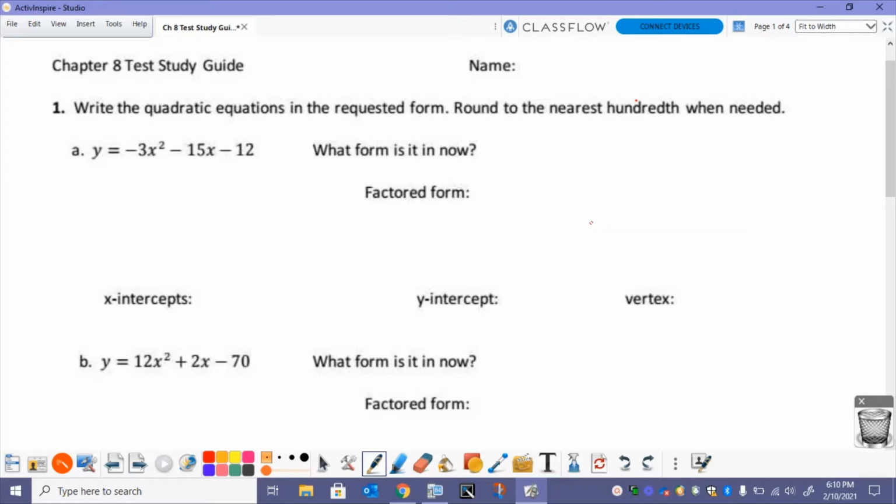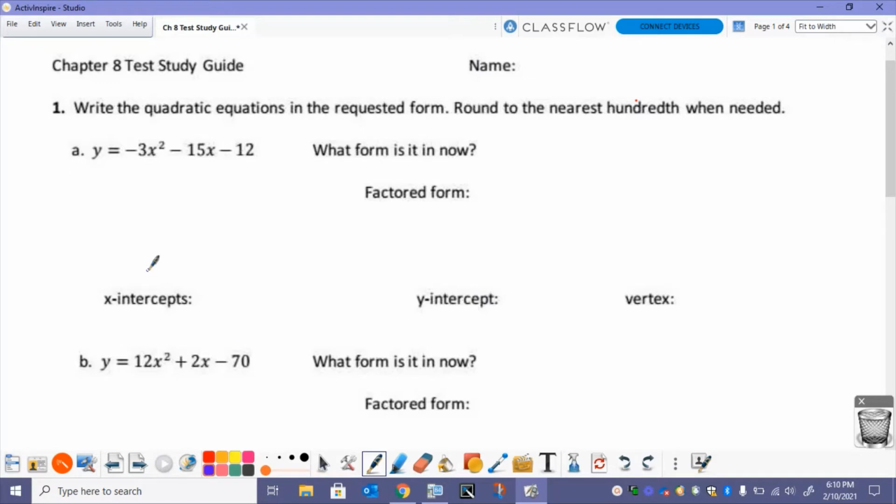We are on the Chapter 8 test study guide, so I'm going to do a walkthrough and work through these problems with you guys. If you have any questions, hopefully this answers them for you and shows you how to work anything you may have forgotten about. So let's go ahead and get started.